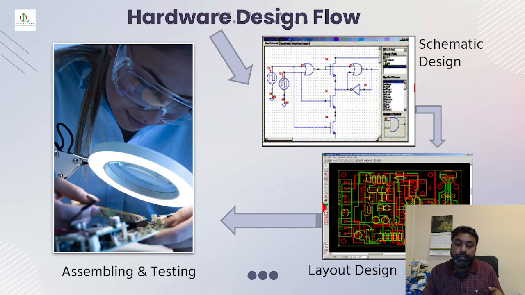And the third step is to do the assembling and testing after production. So it is a cycle. If something doesn't work according to functionality, you sit with your manufacturing company and discuss how you're going to fix it and all that. So that's the general hardware design flow.